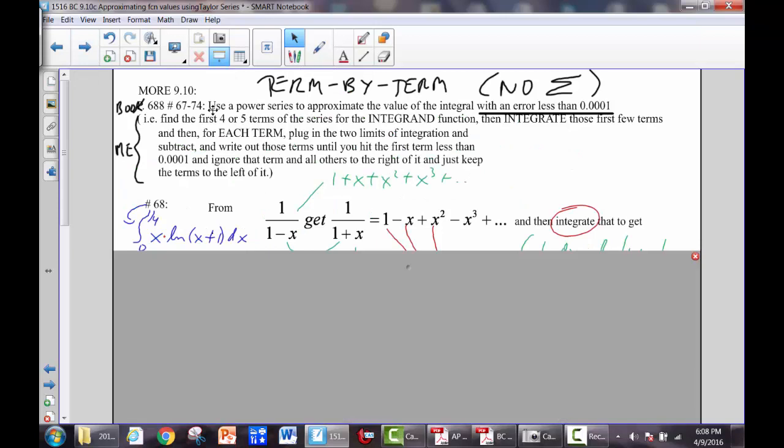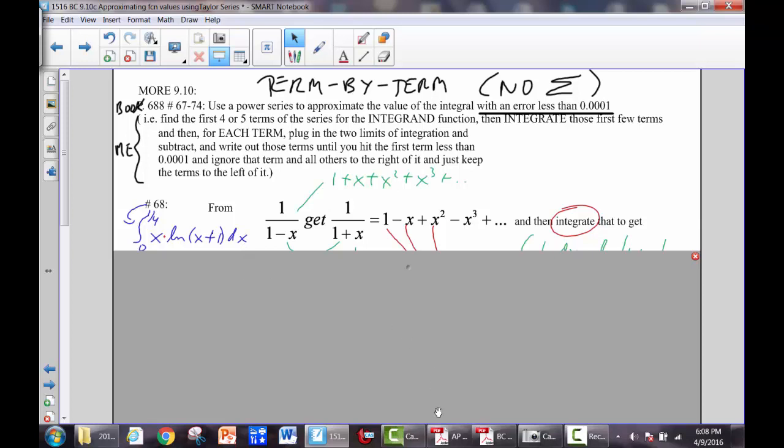Okay, this is in the textbook, page 688. Use a power series to approximate the value of the integral with an error of less than 0.0001, i.e. find the first 4 or 5 terms of the series of the integrand function, then integrate those first few terms, and then for each term, plug in the 2 limits of integration and subtract, and write out those terms until you hit the first term that's less than 0.0001. Ignore that term and all the others to the right, and just keep the ones to the left.